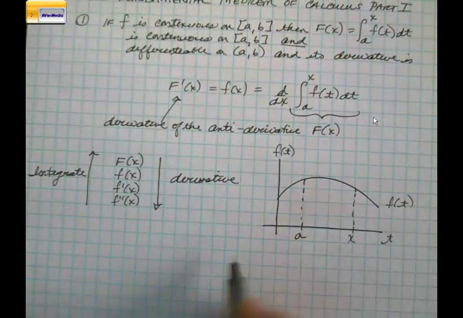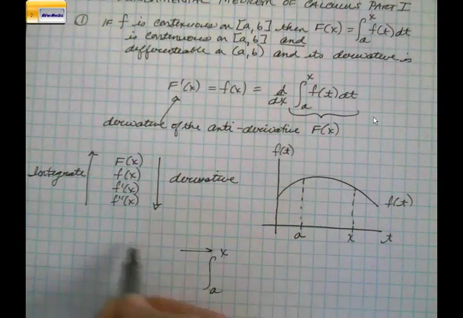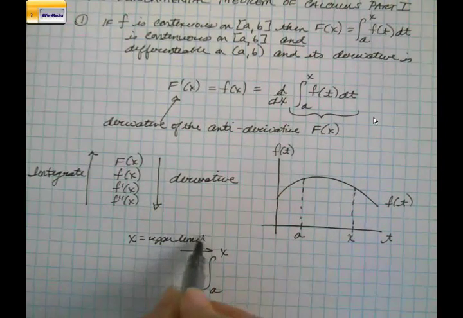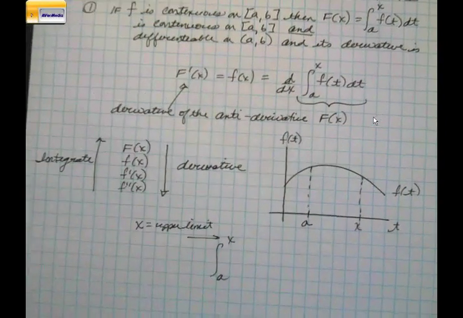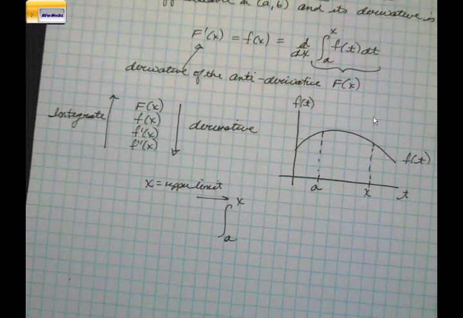So when you integrate from a to x, the x must be your upper limit. The lower limit is not as critical because the lower limit is just a number. But it is critical that the upper limit be x in order to put our function back in the variable of x.